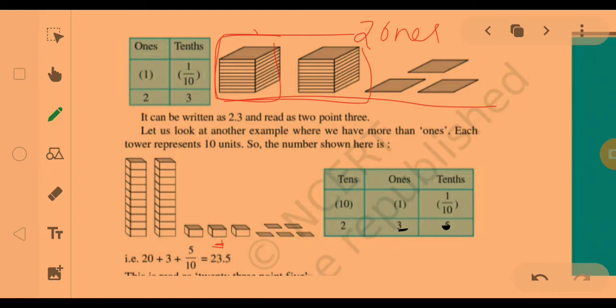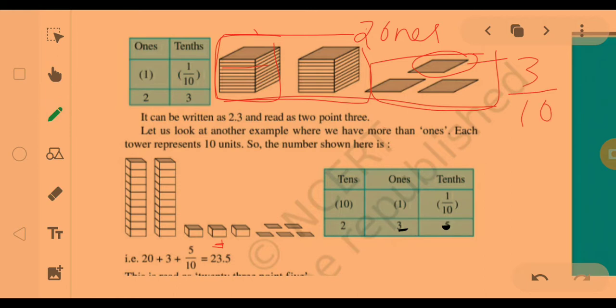After that, three very small blocks are there. These small blocks are obtained by taking one block divided into 10 smaller parts. So if you take any one of these, it represents 1 out of 10. There are three such tiny blocks, so in total we write 3 upon 10.